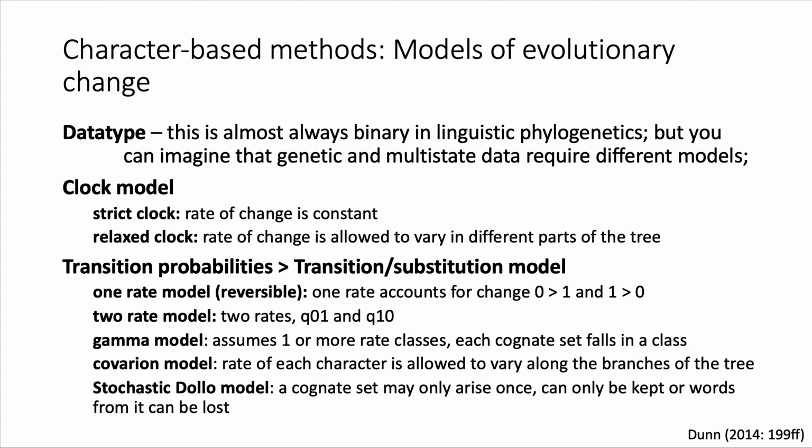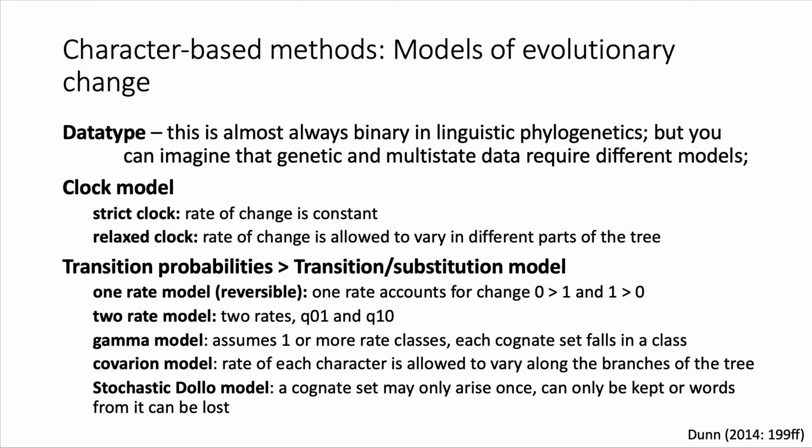In a two-rate model, the probability that 0 will turn into 1, so q01, is estimated separately from the probability that 1 will turn into 0. So here the probabilities for losing cognates and creating new ones are separated from one another. Then we have the gamma model.